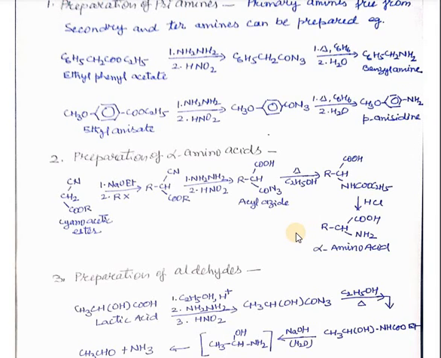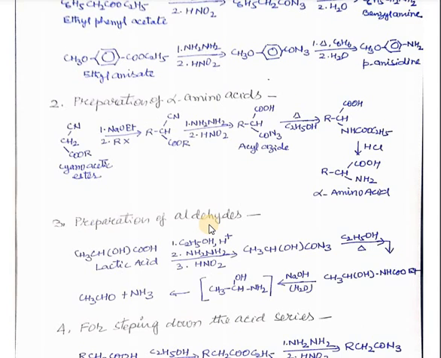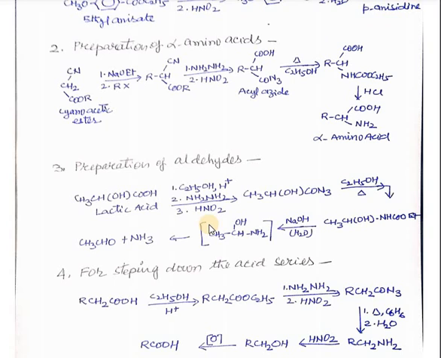Other amino acids can be prepared through this reaction. So the second application of this reaction is preparation of alpha amino acid, after the preparation of primary amine. Now the third application of the Curtius reaction or Curtius rearrangement is preparation of aldehyde.